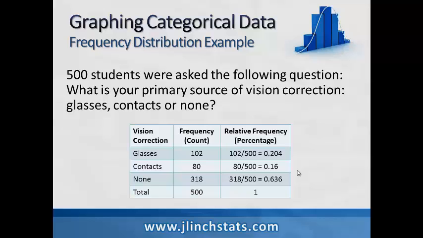And the associated frequencies with each one of those are 102, 80, and 318. And notice if we total the entire frequency column, we're going to get the total number of individuals in our data set. In this case, we're looking at 500 students. So the second column represents the frequencies or counts, and the third column we can convert those to percentages. So 102 out of 500 individuals use glasses as their primary source of vision correction. So about 20.4% of the individuals wear glasses. 16% of the individuals wear contacts, and 63.6% of the individuals do not need any means of vision correction at all. So once again, we're looking at frequencies, counts versus relative frequency percentages.